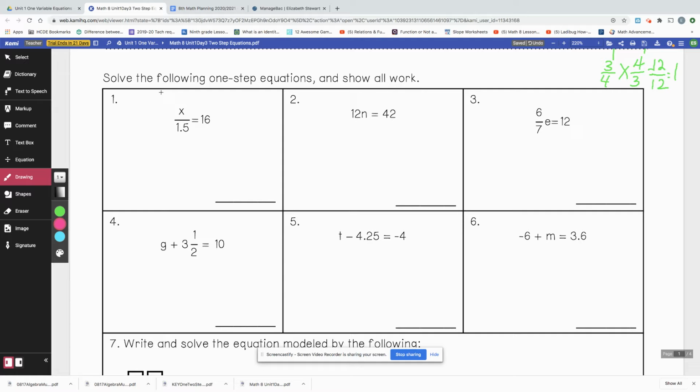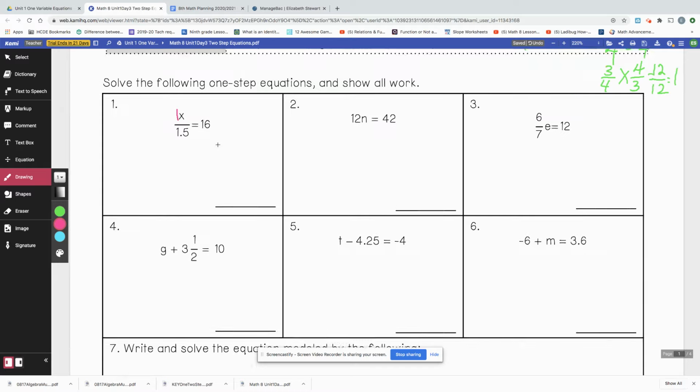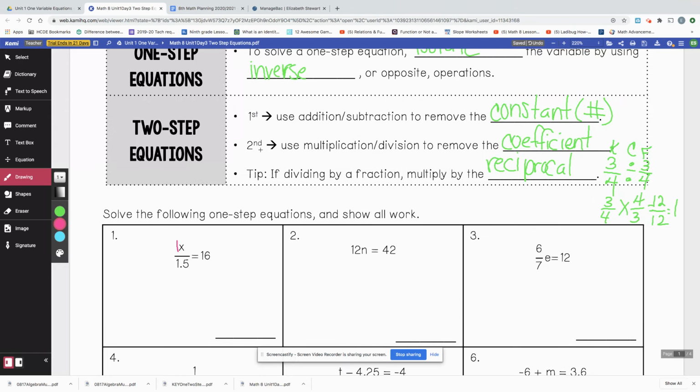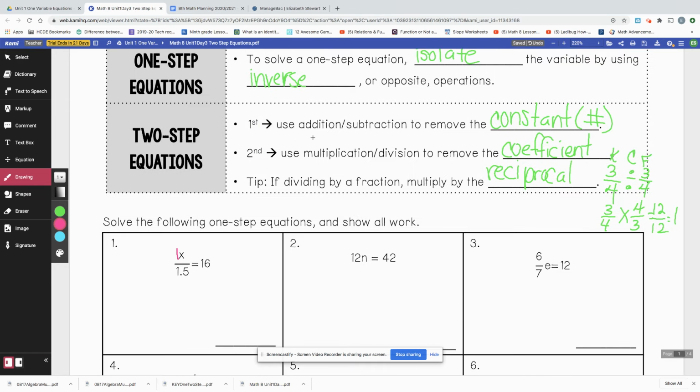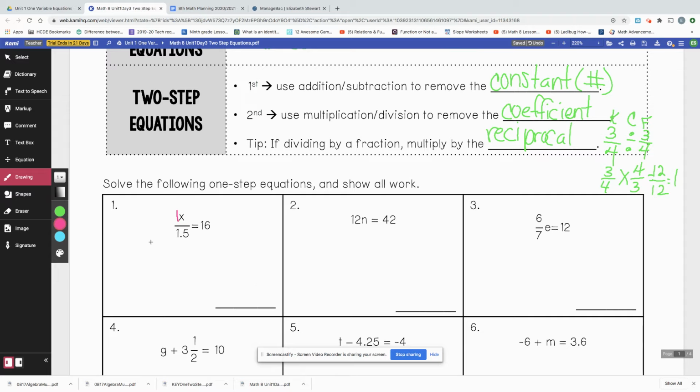Okay, in this first problem, we have 1x. We don't always see that 1 there, but it's 1 times x divided by 1.5 equals 16. Well, this is a one-step equation. So do I use addition or subtraction to remove the constant? No, because it's being divided. So I am going to come down here and I can write 1.5 divided by 1, because 1.5 divided by 1, or this in the numerator and this in the denominator, is still 1.5.